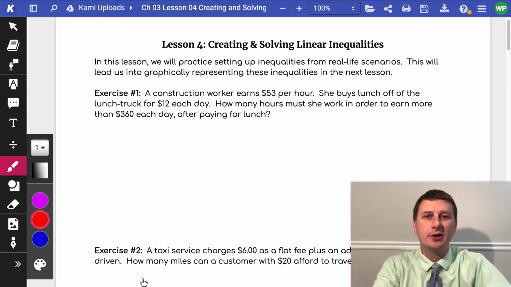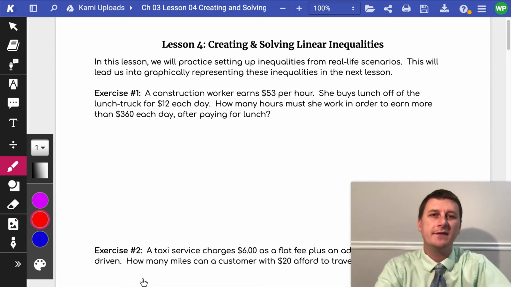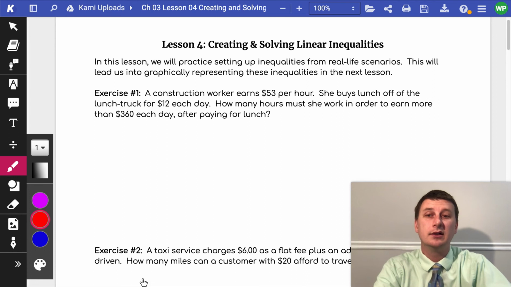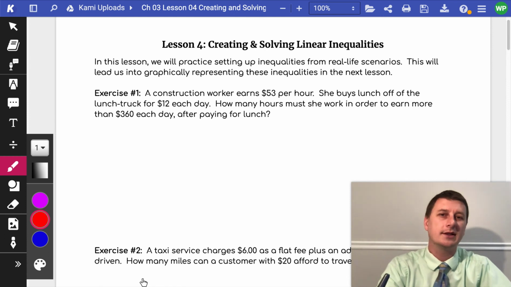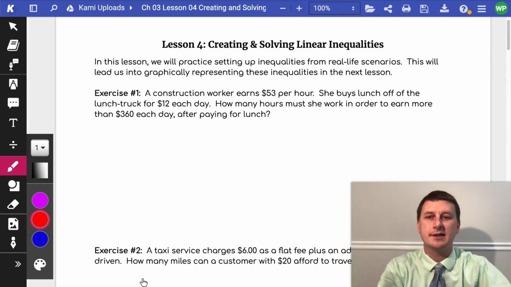And in this video, we're going to be moving on with lesson number 4 in chapter 3, where we're going to be creating and solving linear inequalities. In this lesson, we're going to practice setting up inequalities from real-life scenarios. This will lead us into graphically representing these inequalities in our next lesson. So at this point, we're going to just take a look at exercise number 1. We're just going to be setting up the inequalities before we get to graphing them in our next lesson.